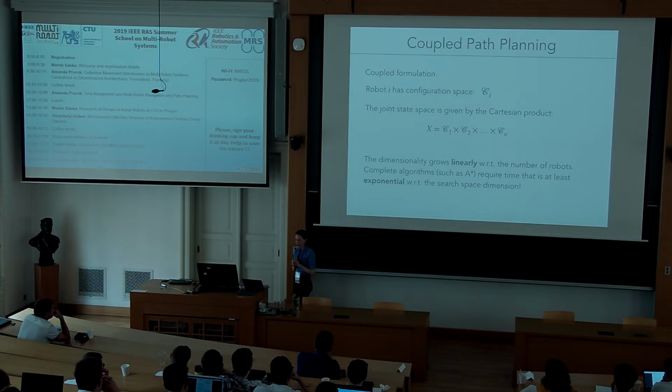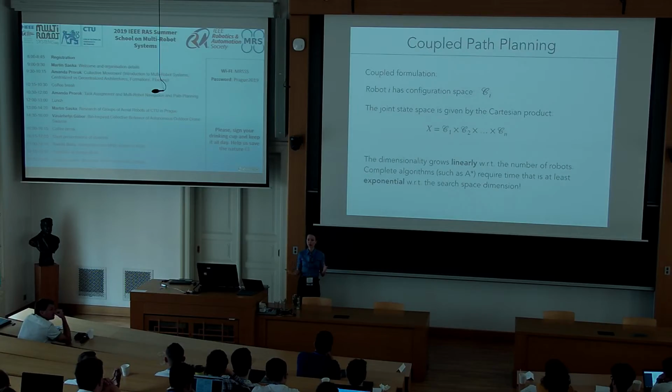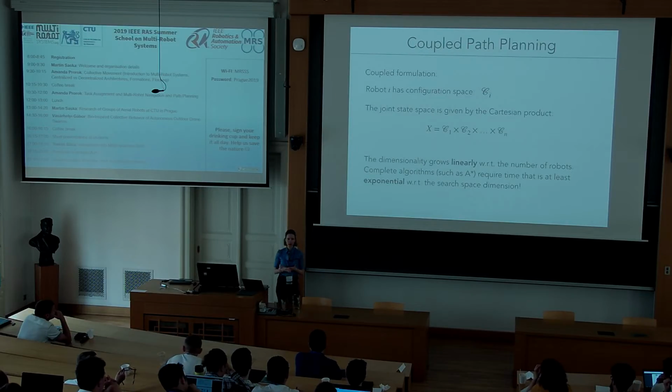So once you start putting several robots together, the coupled path planning problem needs to model a joint state space. And what that means for this representation here is that my joint state space X is a Cartesian product of all the robots' individual configuration spaces, okay? So the dimensionality of X here grows linearly with the number of robots, right? So far, so good. We have a linear increase in the dimensionality of my state space.